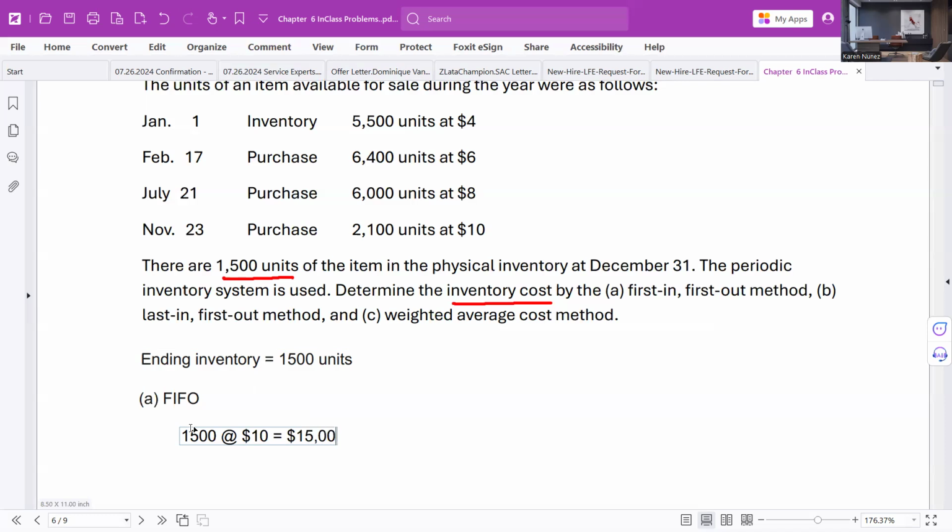That's the ending inventory under FIFO, 1,500 units. First ones in are the first ones out to cost of goods sold. It's the last ones that are still in the ending inventory under FIFO. And LIFO, well, LIFO is just the opposite, right? LIFO, and again, we have 1,500 units.